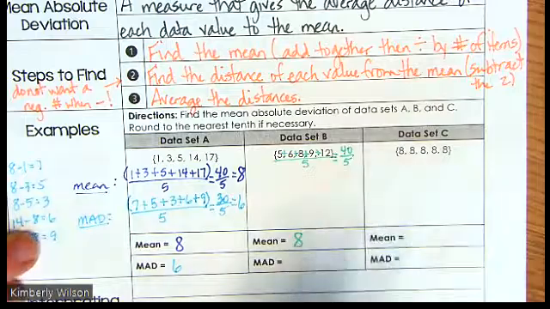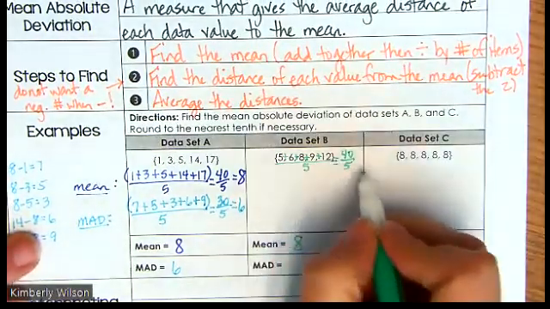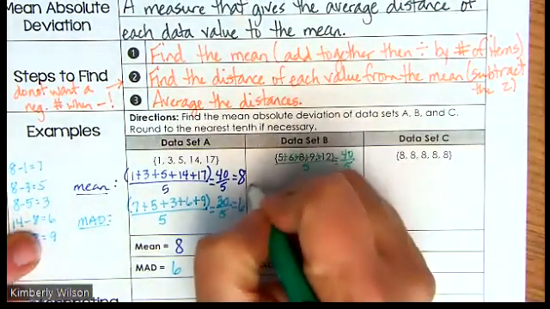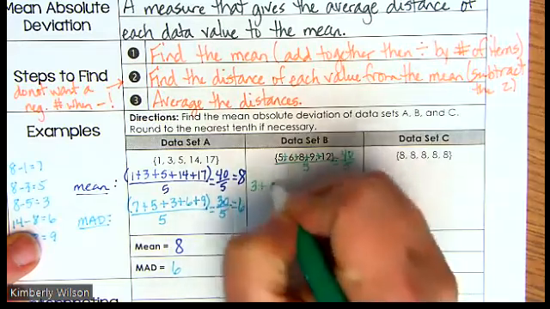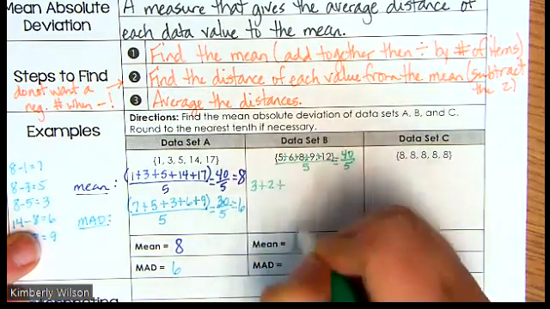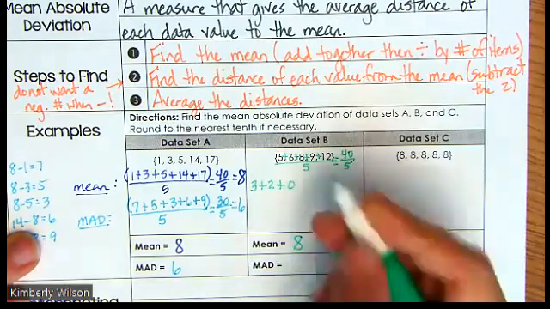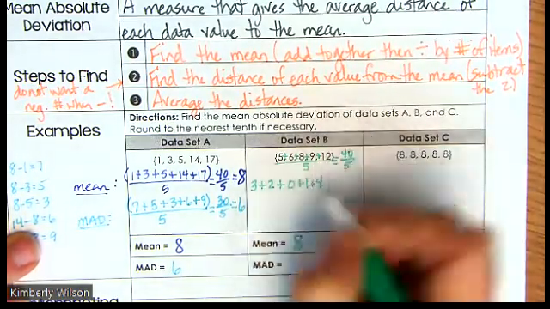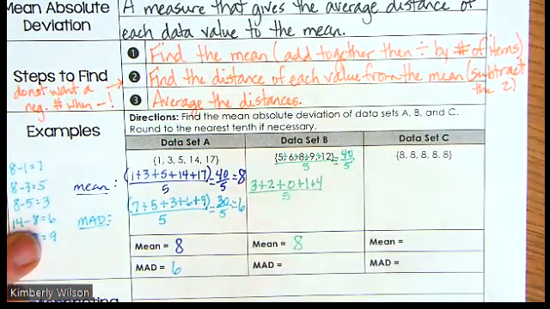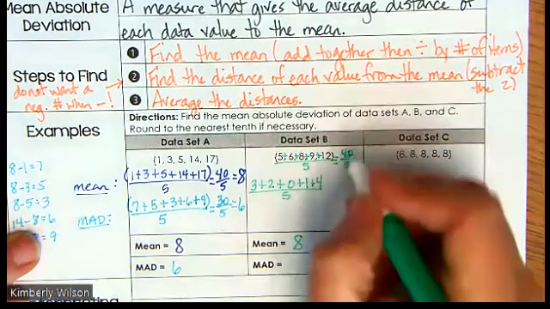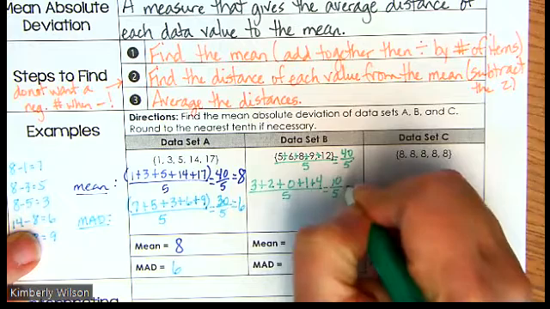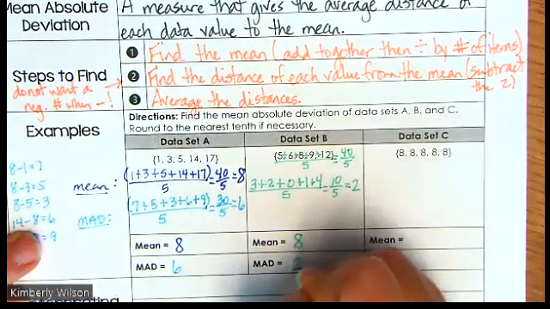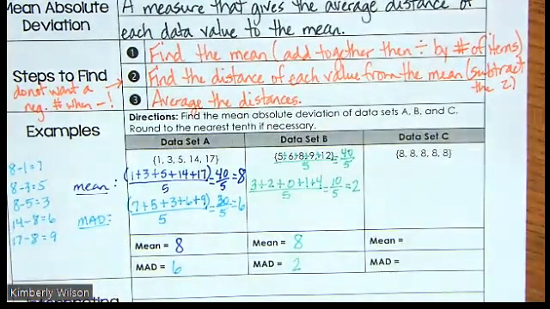So now I need to start the MAD, which means I've got the distance from 8. So I have 8 minus 5, which is 3, 8 minus 6, which is 2, plus 8 minus 8 is 0. It's possible to have that. 9 minus 8 is 1. 12 minus 8 is 4. So now I add all of those and divide by 5. 3 plus 2 plus 0 plus 1 plus 4, enter. So that gives me 10 divided by 5, which equals 2. So my MAD is 2. All right, one more.